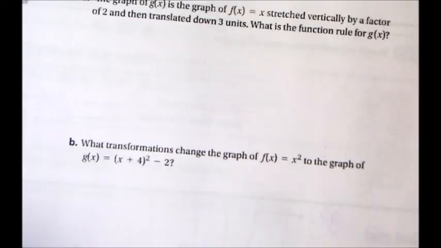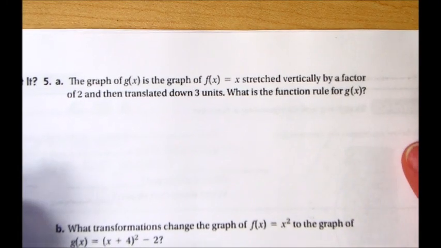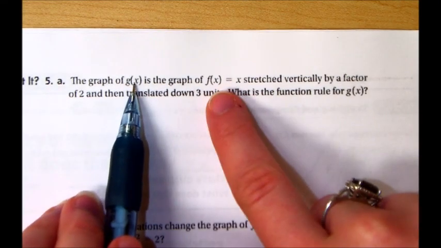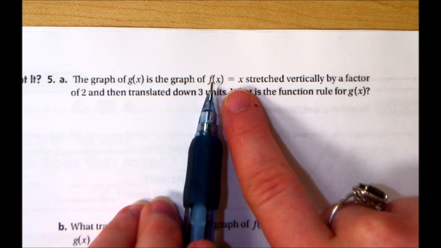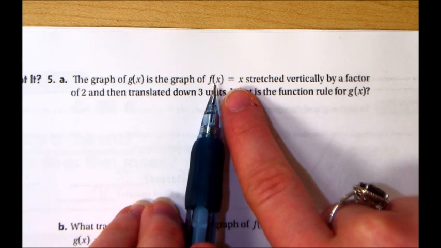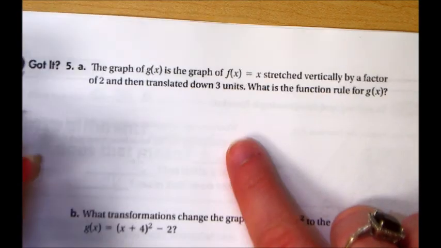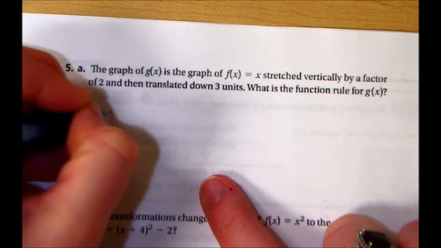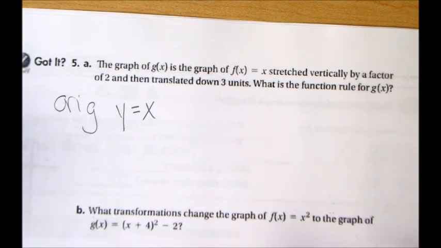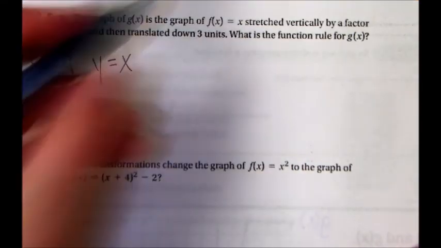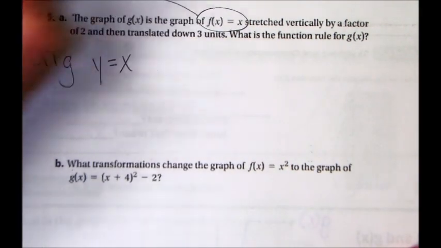We're getting closer, I promise. We need 2 more questions. Okay, we have a graph. We have a g of x and an f of x. They're saying f of x equals x. Now here's what they want us to do. Let's write that down. Original is y equals x. I hope you guys remember f of x and y are the same thing. Okay, I can draw an arrow if that kind of confused you there.